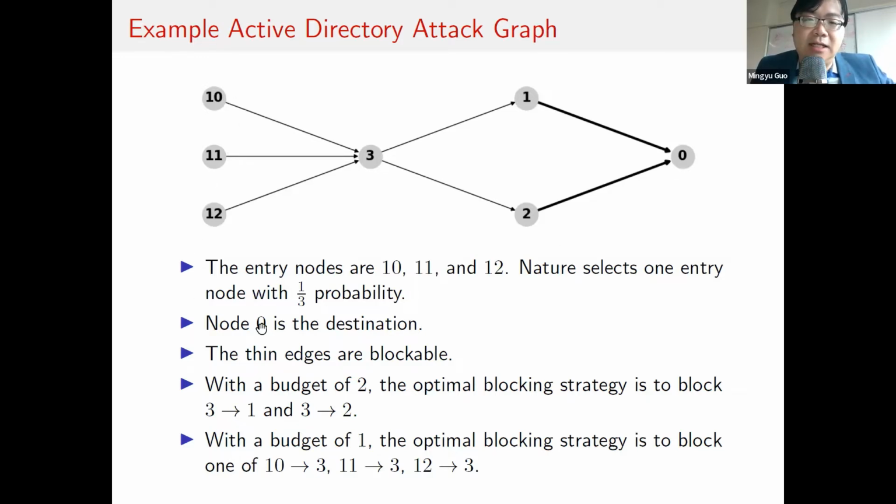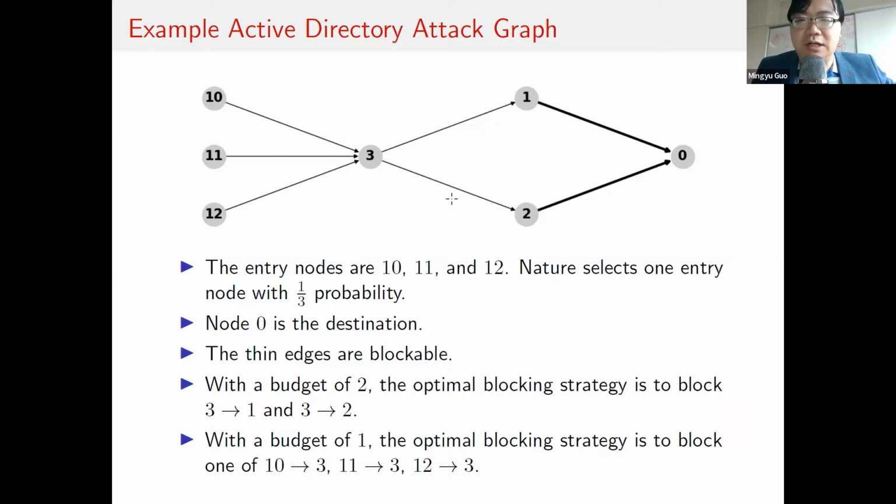And the thin edges are blockable, and the thick edges are not blockable. And suppose our budget is 2, we want to select 2 edges to block. And then what would be the best way to block? Well, if we select 2 edges to block, we just block this one and this one. We block 3.1 and 3.2. That would completely cut away, basically all the entry nodes are completely cut off from the domain admin. All right, so in this simple example, it's very easy to see.